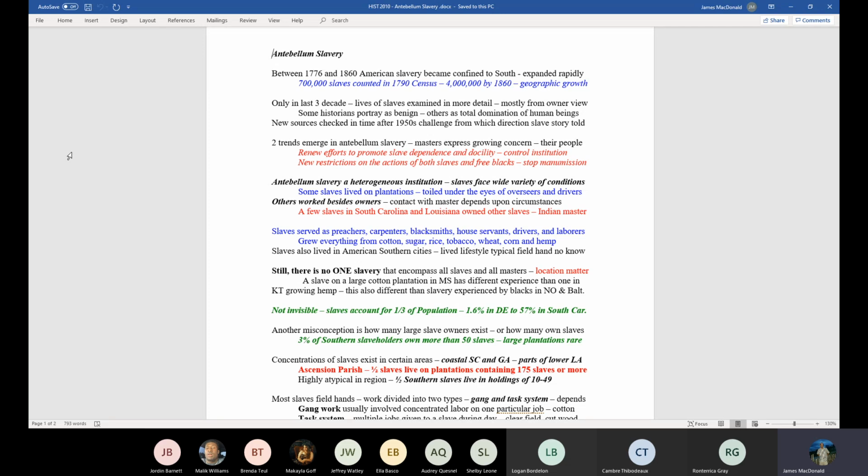In 1790, we have the first census of the United States. Again, these numbers are just to tell a story, not anything you have to commit to memory, because I don't ask you questions like that. But there are 700,000 slaves counted in the first census of the United States, the first time we have a census. In 1860, that number is 4 million. So it grows by numbers and it grows geographically.